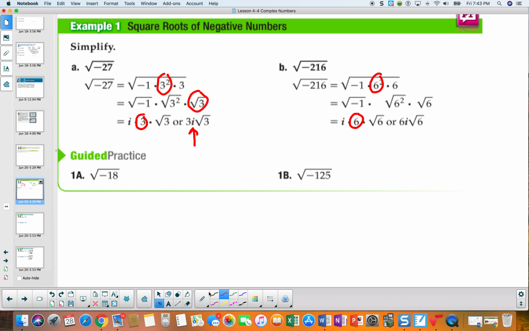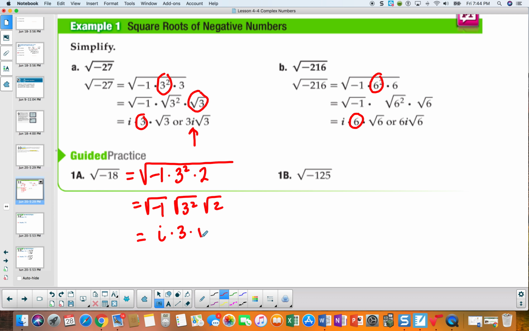Okay, so let me do some from scratch. This is going to be equal to the square root of -1 times, and I know I have a 3 squared times 2, because this is 9 times 2. And I know that when you split them all up like this, then I'll have an i, and then I'll have a 3, and then I'll have a root 2. Now we like to have the root at the end and the i in the middle.